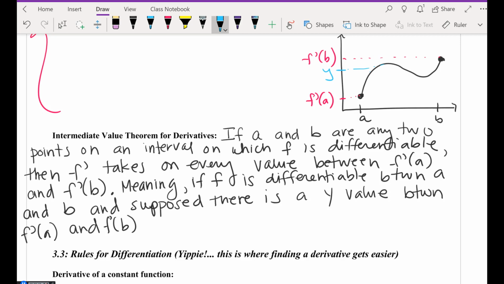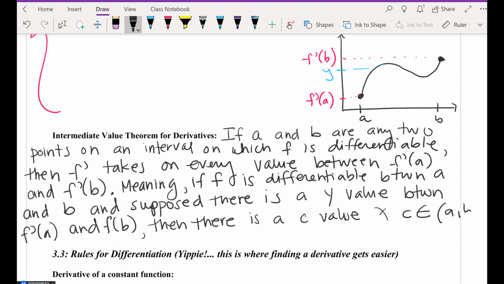Then, based on the theorem, based on this intermediate value, there is a c value. And this c value is in between A and B. Okay, and there's a c value such that, do we remember that backward f, such that? Do we ever use that in this class? Backwards f? Once. Backwards f is such that this c value belongs in between A and B.